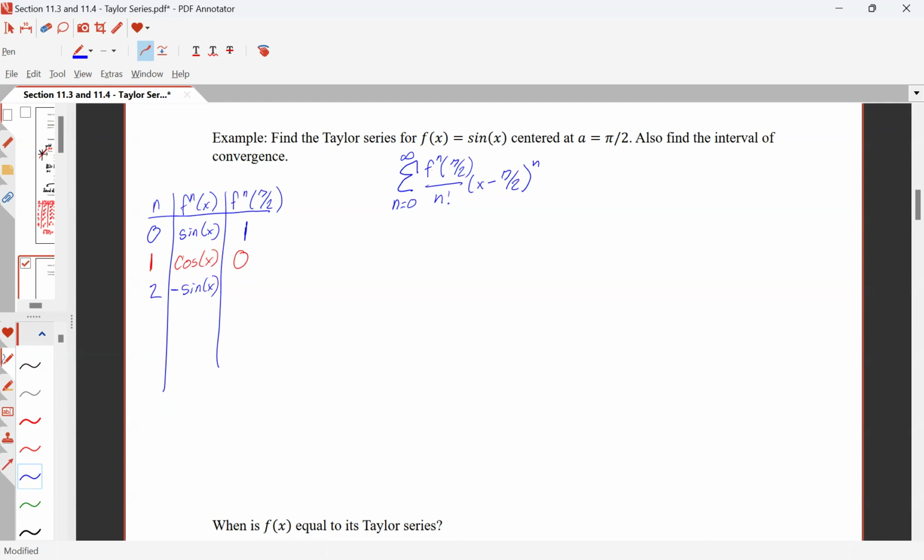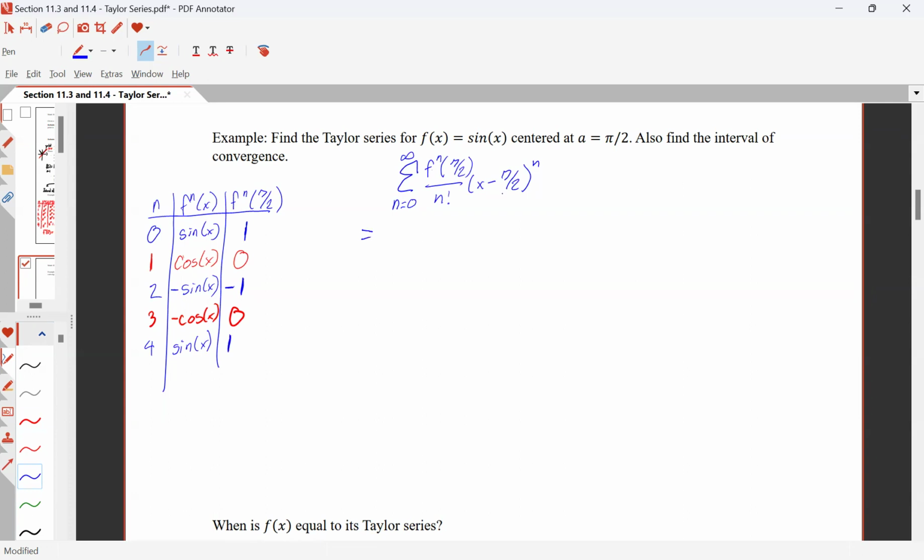And the second derivative of sine at pi over 2, meaning negative sine of pi over 2, is negative 1. Third derivative is negative cosine, which at pi over 2, that is 0. Fourth derivative, we're back to sine. And sine of pi over 2 is 1.